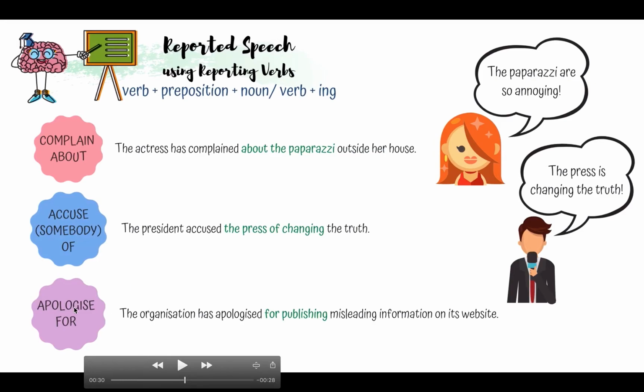And then here at the bottom, we've also got apologize for. Apologize is another word for saying sorry. So the organisation has apologized for publishing misleading information on its website. Again, apologize is the verb, for is the preposition, and again here we're using the verb plus ing.